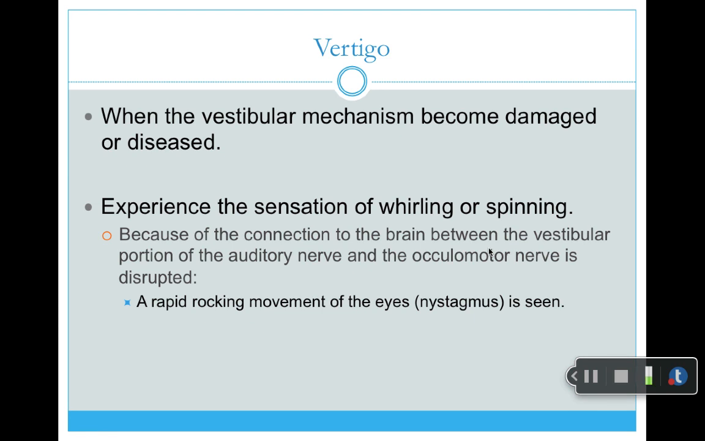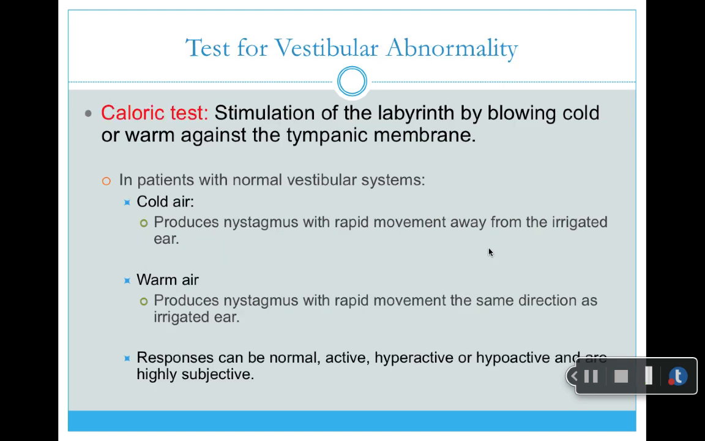When the vestibular system becomes damaged or diseased, you have this sensation of whirling or spinning. Let's say you're healthy and you go on one of those crazy merry-go-rounds, where you're spinning around and around. You feel that whirling, that spinning. What you're doing is moving that crystal in the fluid of your vestibular system. The connection in the brain between the vestibular system and the oculomotor nerve is disrupted. If you get yourself really spinny, your eyes are going to dart back and forth. You're going to see this nystagmus in your eyes.